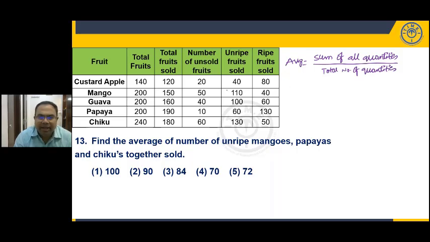Number of unripe mangoes sold. Mangoes unripe 110. Papaya 60. Chiku 130. Average, ma. 110 plus 60 plus 130 divided by 3. So how much is this? 110 plus 60 is 170, plus 130 is 300, by 3. It has to be 100. Correct answer.